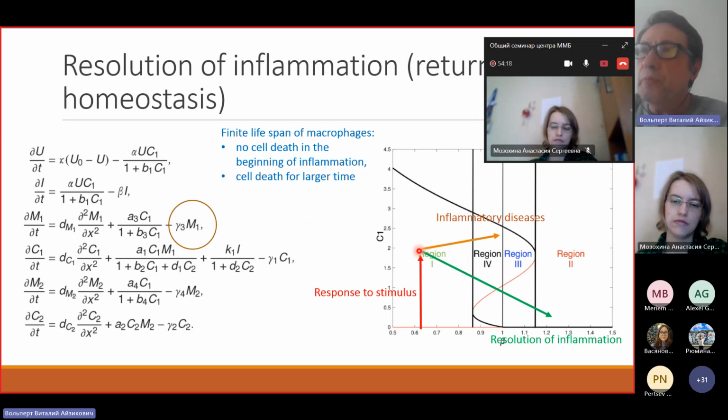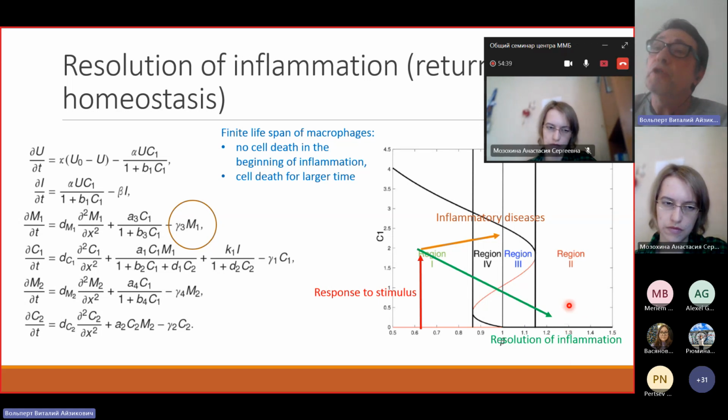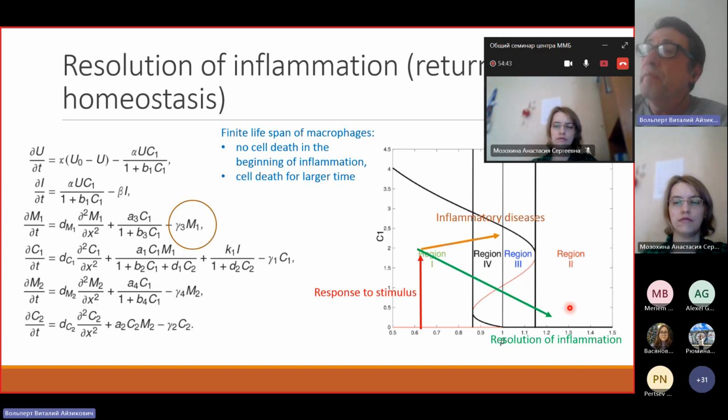So starting from this point, we recall that cells die and we have different stationary points. We can move from this point to here, as shown with this green arrow, and if this inflammation-free stationary point is stable, we eliminate our inflammation completely. Everything is okay, the disease is finished, the inflammation is finished, so we return to normal homeostasis.